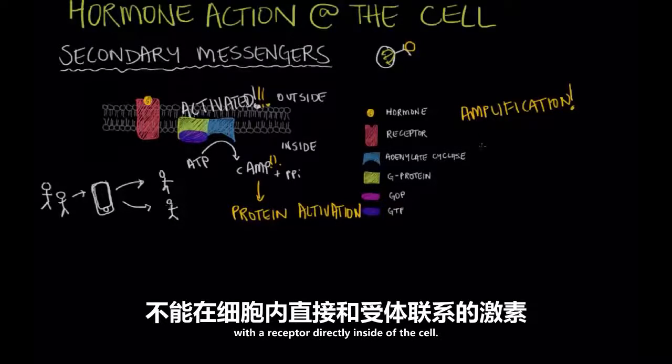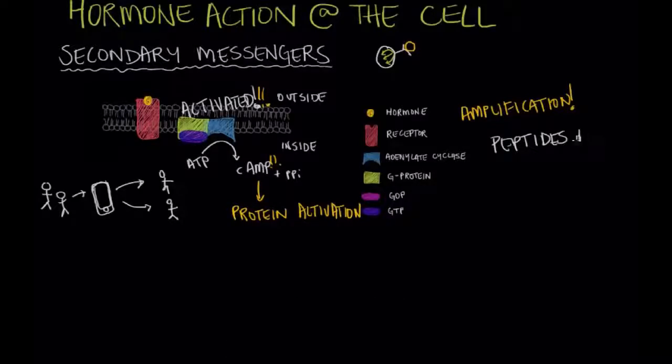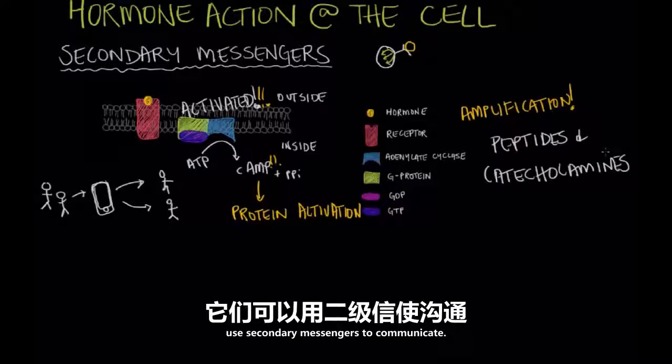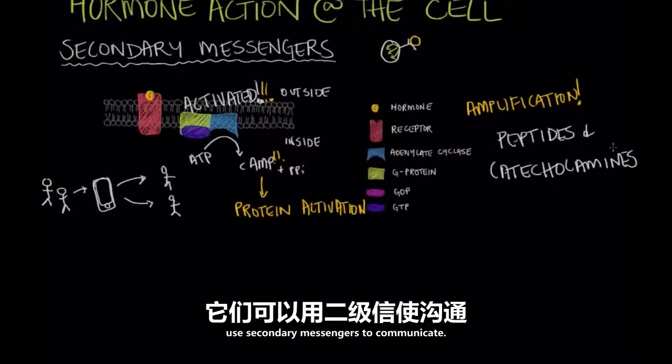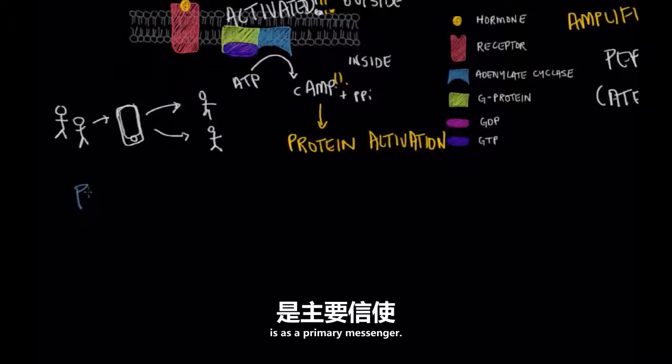And so that's very similar to how secondary messengers assist hormones that can't communicate with a receptor directly inside of the cell. And so peptide hormones and catecholamines, both of which can't cross the cell membrane, use secondary messengers to communicate. And then the other major method of hormone action on a cell is as a primary messenger.